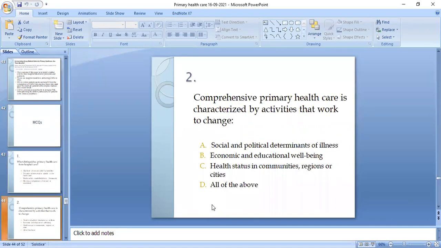Second MCQ is comprehensive primary health care is characterized by activities that work to change social and political determinants of illness, economic and education well-being, health status in communities, regions or cities, or all of above. D is the right option. Comprehensive primary health care includes all of these dimensions.